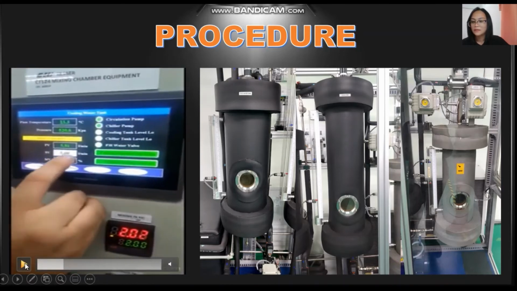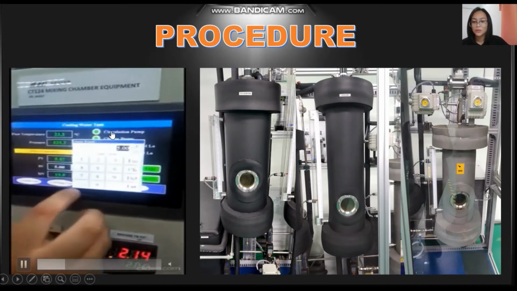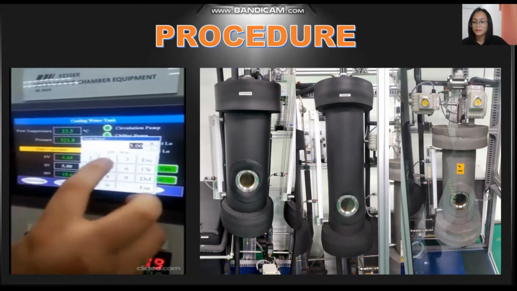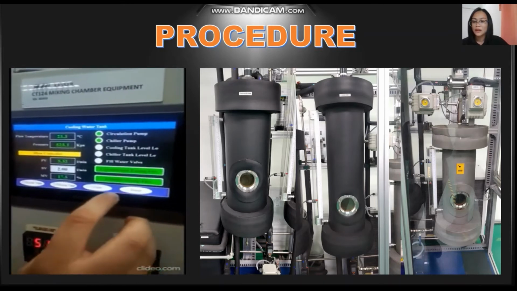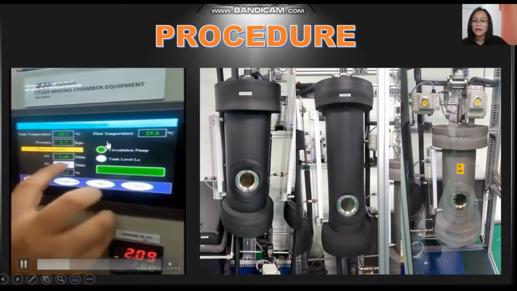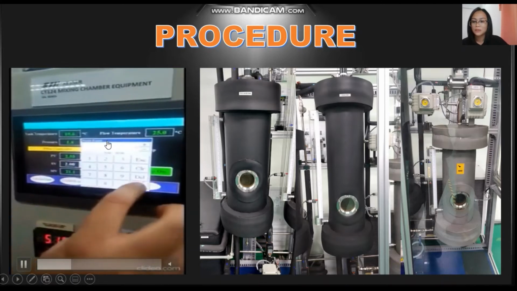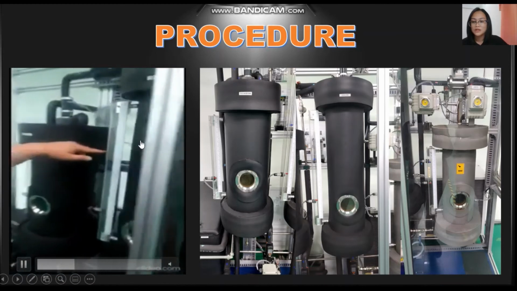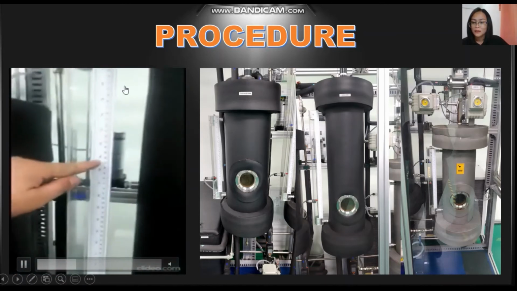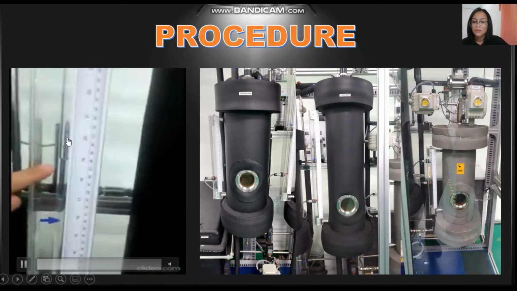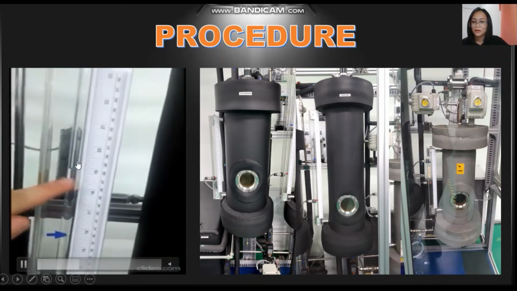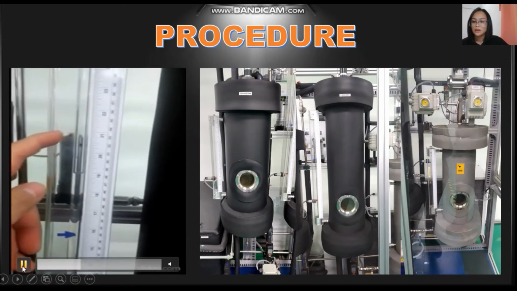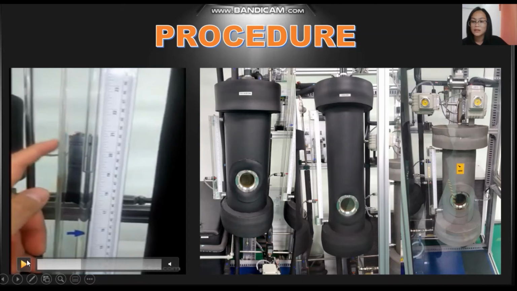After that, set the cooling water tank flow rate to 2 liters per minute, and the flow rate in the mixing tank also must be 2 liters per minute. This is to make sure that we get the same water level on both tanks, on the cooling tank and mixing tank.